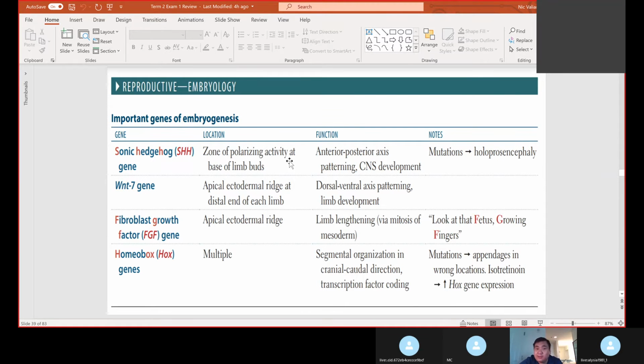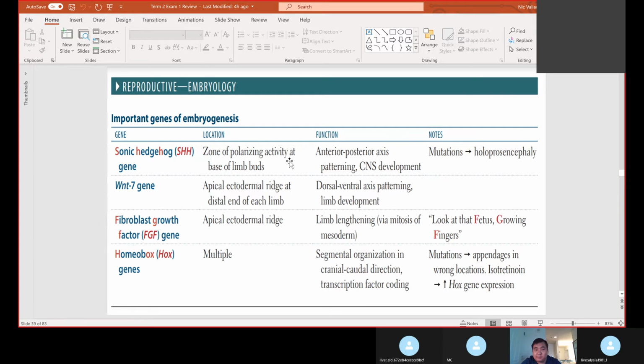Location, zone of polarizing activity. Where? The base of your limb buds. What's the function? Antero-posterior patterning. So anterior, posterior axis. So you define the axis anteriorly and posteriorly. Also for CNS development. If there's a mutation in sonic hedgehog, think holoprosencephaly. Commonly seen in what trisomy disorder? Holoprosencephaly.